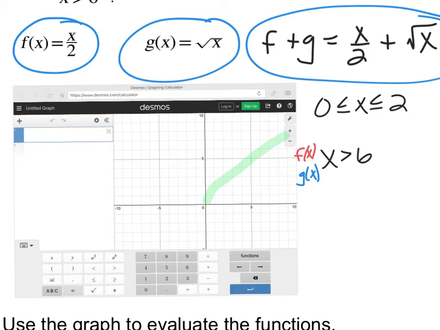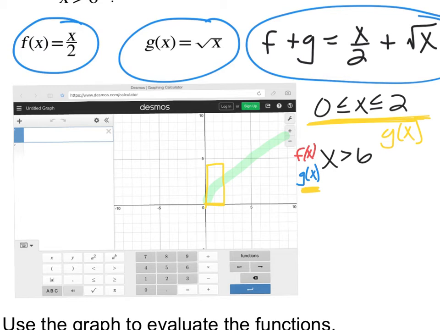Which one of those impacts the magnitude the most? What that means is, when you're looking at the graph, which one is closer to the addition? Because whichever one is closer is impacting it more. So when we look on the interval from 0 to 2, the green function is closer to the blue function, and that's the g of x. So between 0 and 2, g of x is impacting the magnitude more.